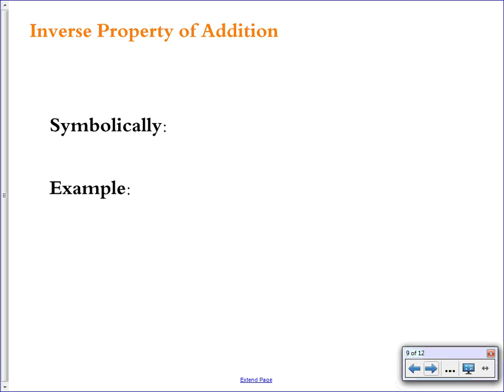Then we have the inverse property. The inverse property of addition says, what do I have to do to a? So let's say I am the number a. What do I have to do to the a to get the identity? So if you remember the identity for addition, it was 0. So what do you have to add to an a to come out with 0? The answer is negative a.